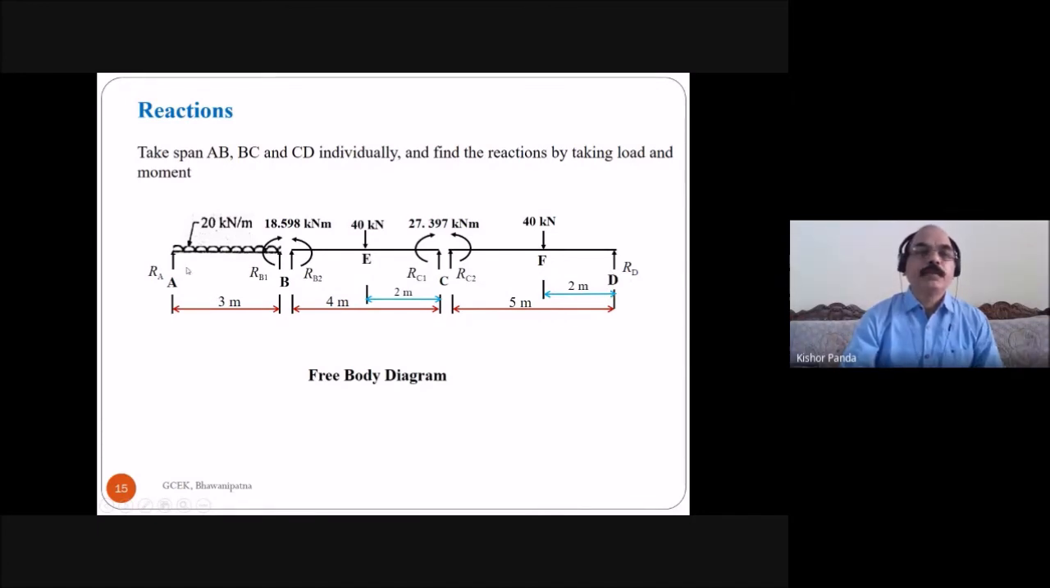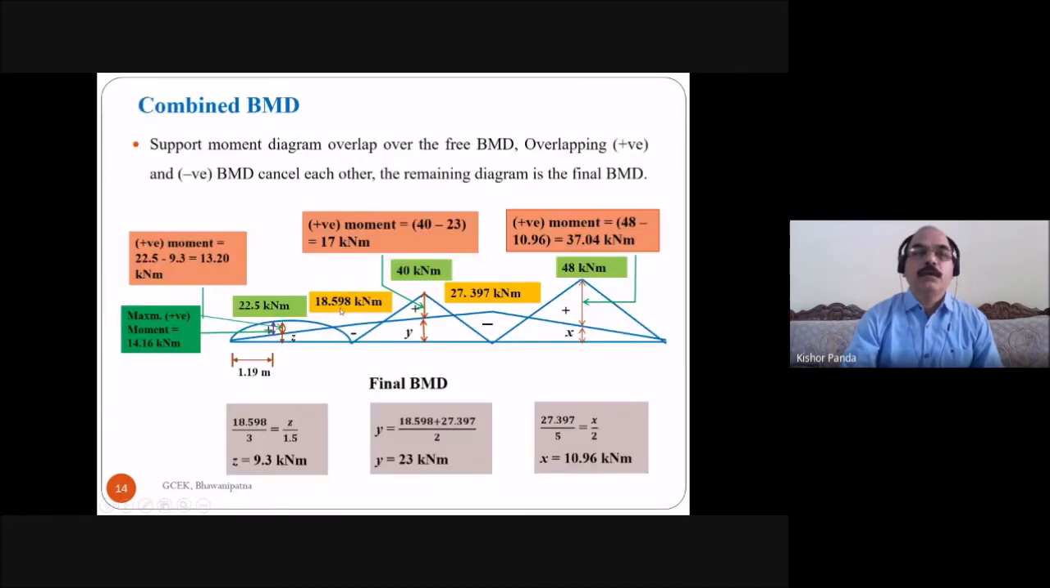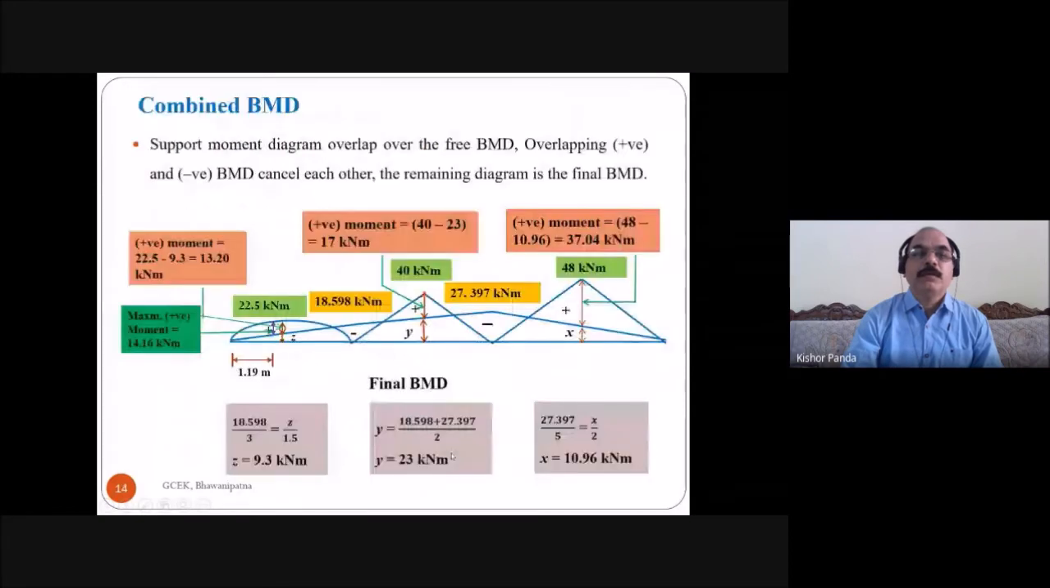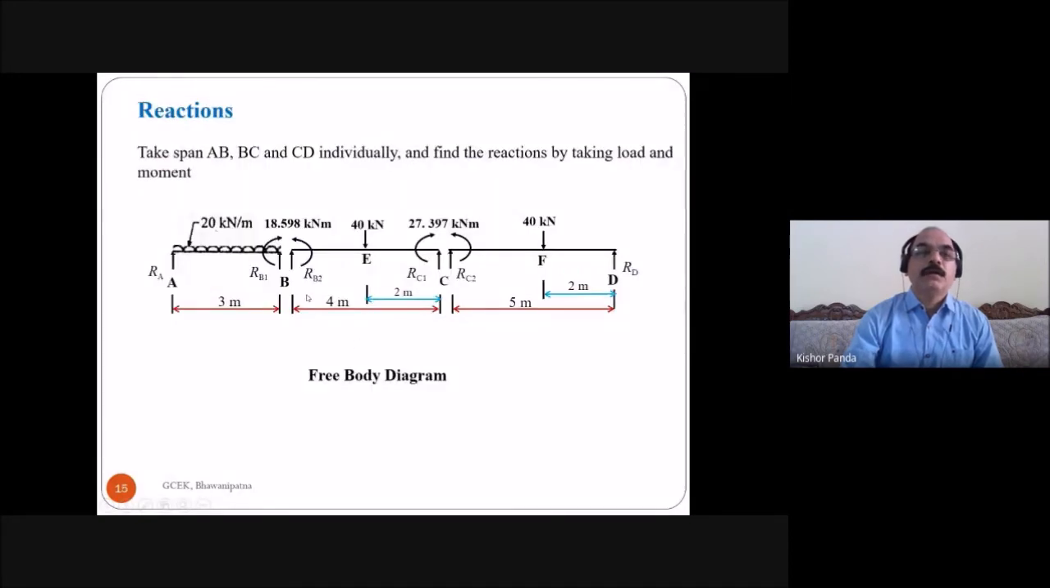Then, by taking the load and moments of each individual span, here you see you got the negative moment 18.598 at support B, and at support C you got MC 27.397. This one is negative, and I already told you that for the right side you have to take the direction clockwise, and for the left side you have to take the direction anti-clockwise for the negative moment.